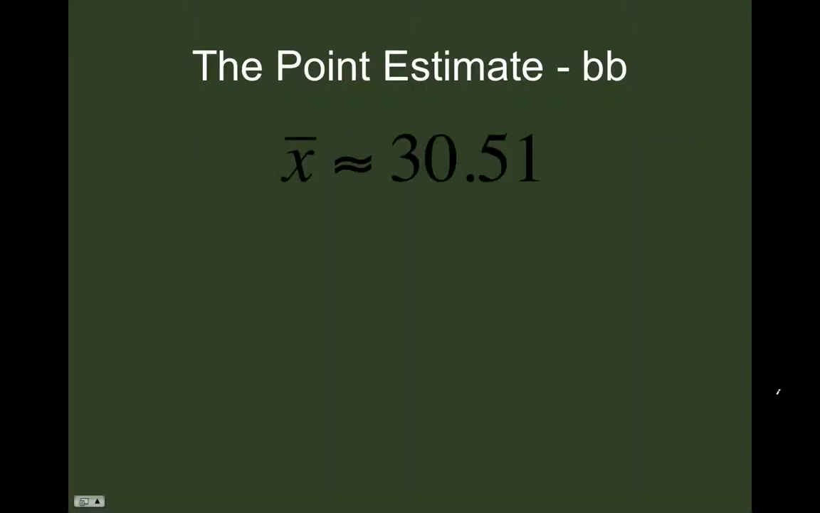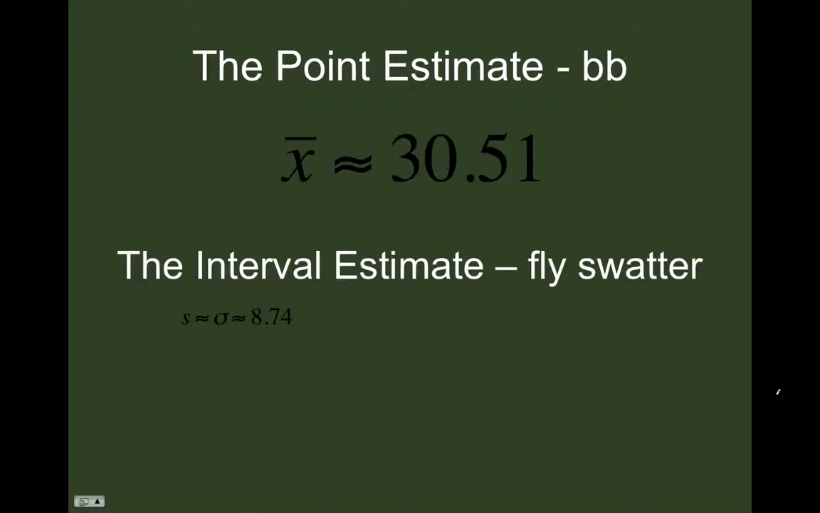So the point estimate, x bar, is like the BB. The interval estimate is like a fly swatter. But what we have to come up with is a process for developing this interval. So I'm going to create the interval by starting with x bar, and in this case, this is about 30.51. And what I can do to create the interval is add and subtract the same quantity.